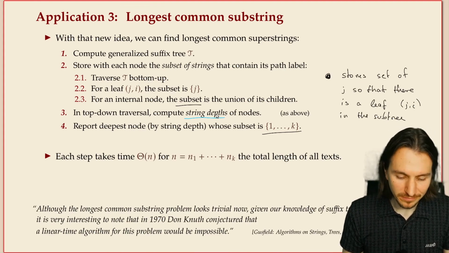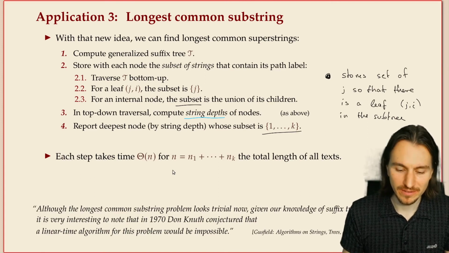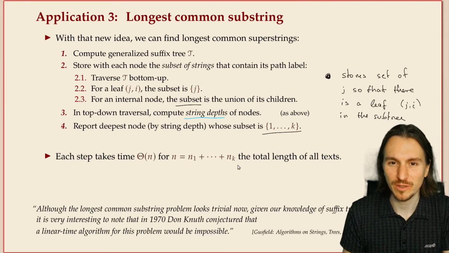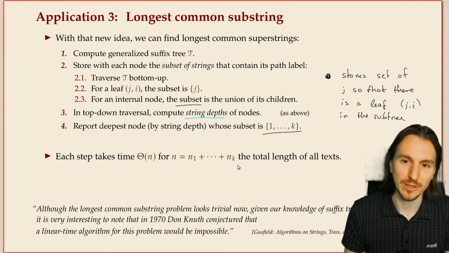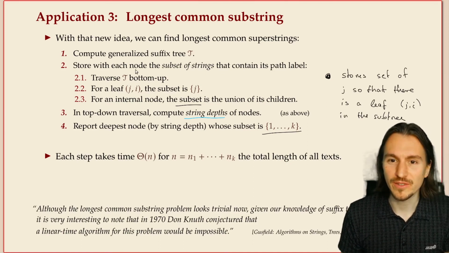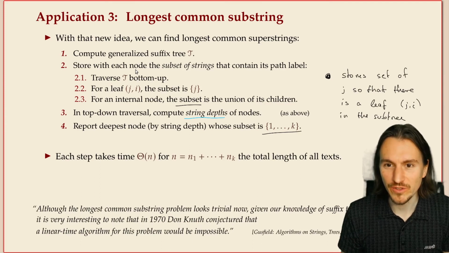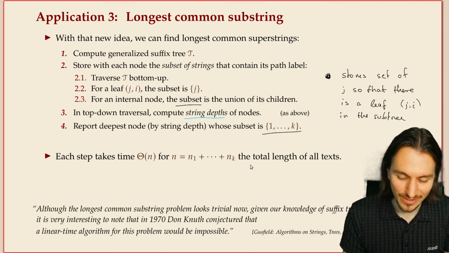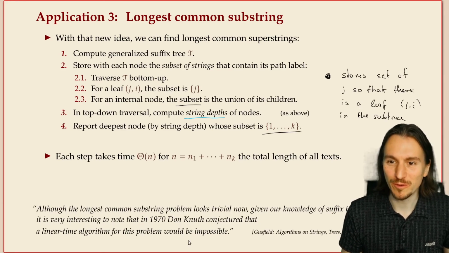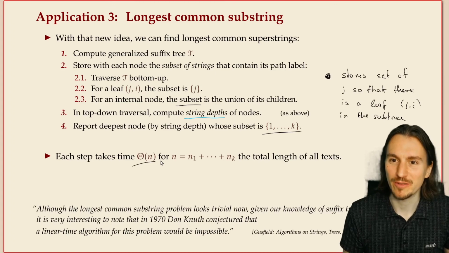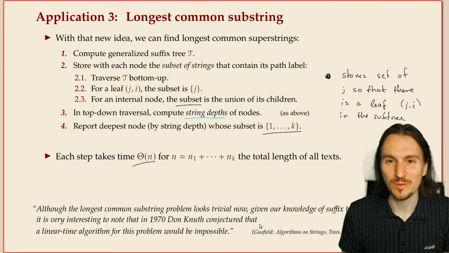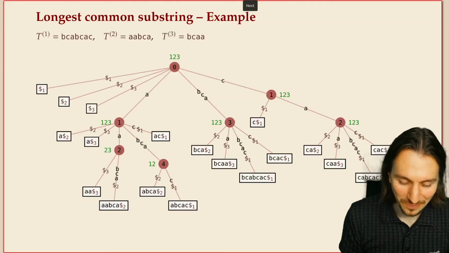If you go through this algorithm, computing the suffix tree takes time proportional to the length of all the texts, because that's the text we compute the single suffix tree on. And both of the other things are linear in the size of the suffix tree, and the suffix tree is linear in the number of characters. So again, here's this quote from before. We found this linear time algorithm now for this problem, and that's proving a famous computer scientist wrong.